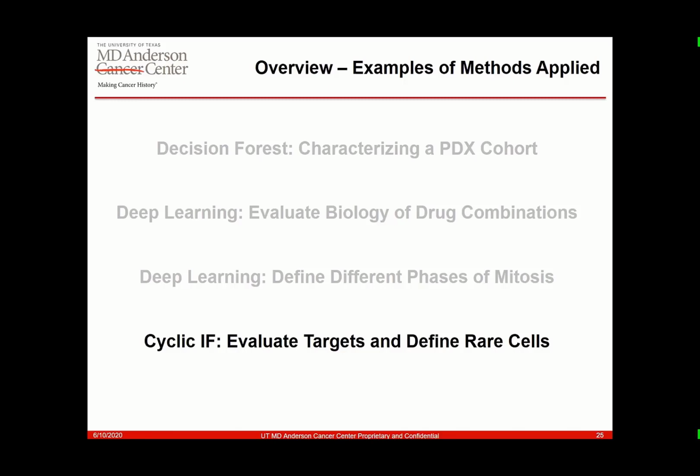And so it wasn't perfect for that particular application. So something that I thought would be nice to highlight here as well, also considering the fact that a lot of people's labs have been closed, is taking reagents that we had in the lab already, like a Vectra 3, and seeing if we could evaluate targets and define rare cells via cyclic IF.